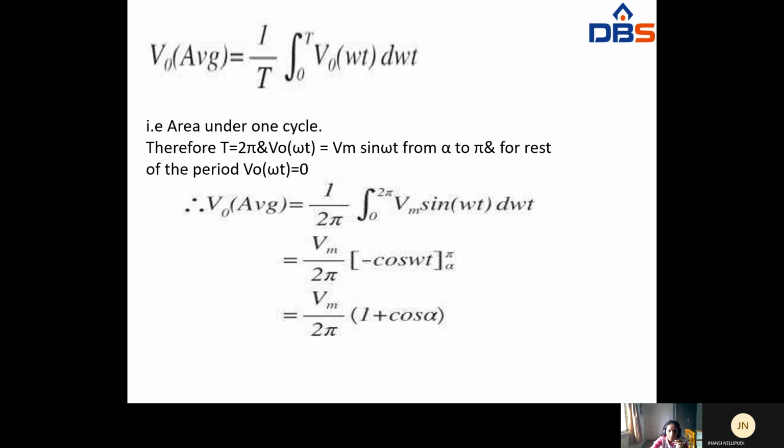So here, alpha to pi. The integration of sine omega t is minus cos omega t. Taking Vm common, Vm by 2 pi times minus cos omega t from alpha to pi. Substituting alpha and pi, minus cos pi means minus of minus 1, that is plus 1, and plus cos alpha. So the average output voltage of the half wave rectifier is Vm by 2 pi times 1 plus cos alpha.